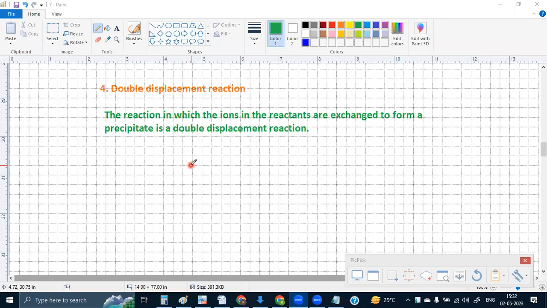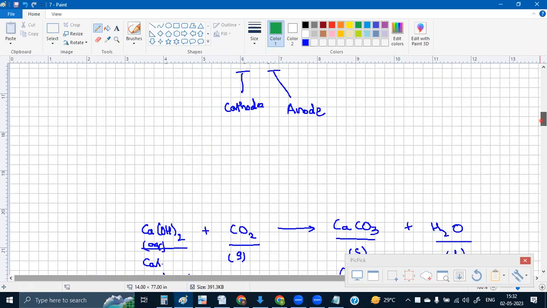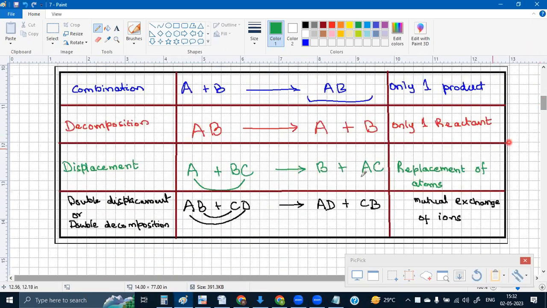See, the last type of reaction depending upon arrangement of atoms. This is double displacement or double decomposition reaction. In this reaction, both of them are ionic compounds, both of them are water soluble. They will mutually exchange their ions, mutually exchange their positions. Over here, A goes with D, C goes with B. Always the positive part will be written first. So AD plus CB. This is mutual exchange of ions.